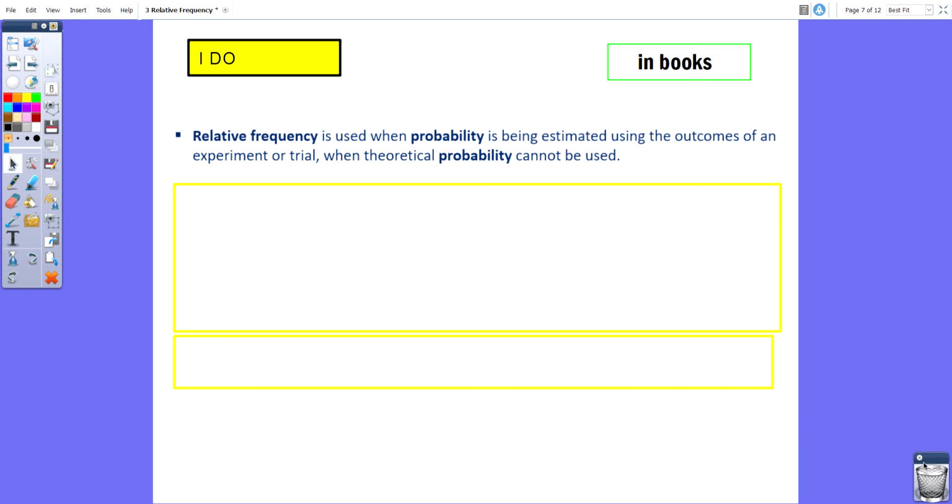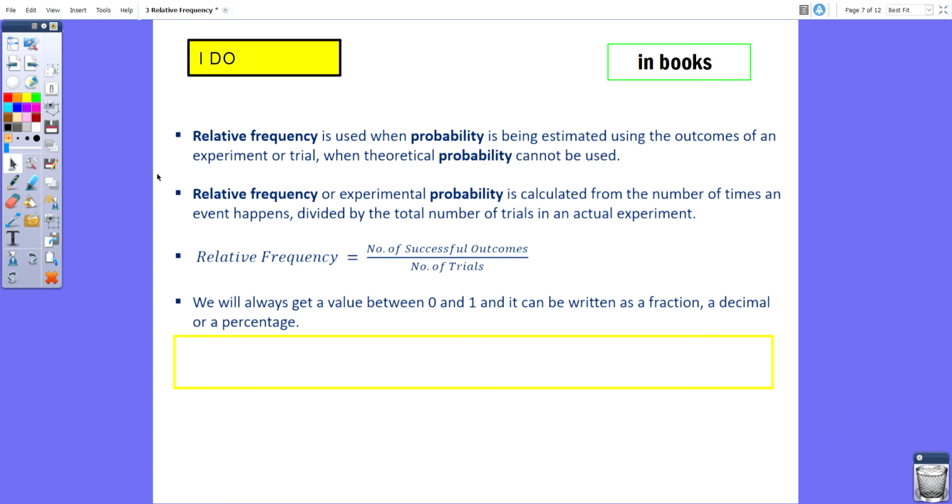So relative frequency, which is the name of this lesson, is another name for our experimental probability, and it's used when probability is being estimated from the outcomes of an experiment or trial. Theoretical probability isn't always used, so sometimes we have to rely on experimental probability. For example, if we don't know the probability of an experiment, we would rely entirely on our law of large numbers telling us what our theoretical probability is going to be roughly.